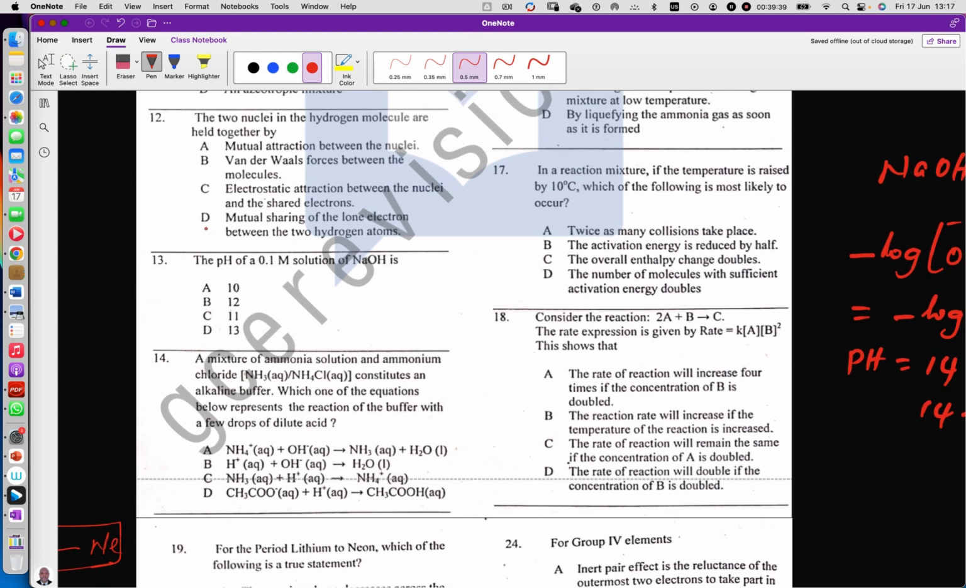The two nuclei in the hydrogen molecule are held together by: A, a mutual attraction between the nuclei. There's no mutual attraction between the nuclei; all the nuclei are positively charged. B, van der Waals forces between the molecules. C, electrostatic attraction between the nuclei and the shared electrons. D, mutual sharing of lone electrons between the two hydrogen atoms. C is the right answer.